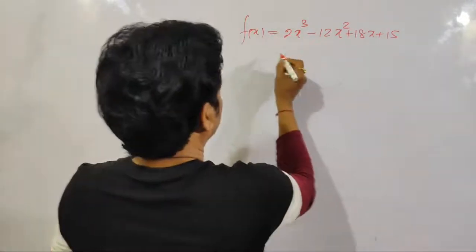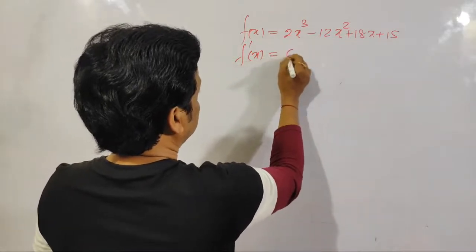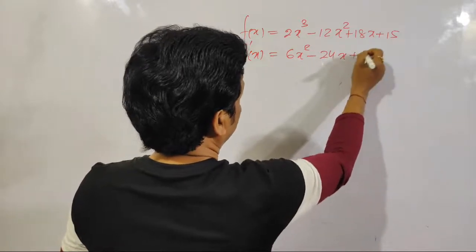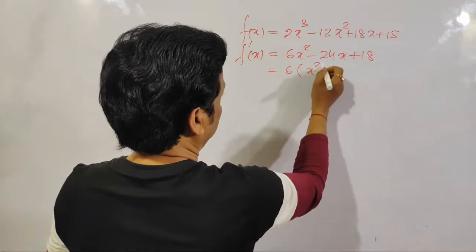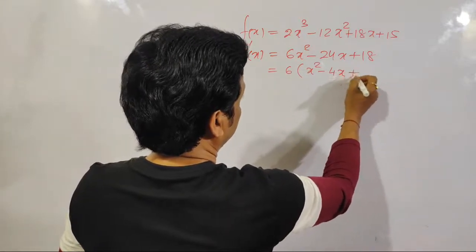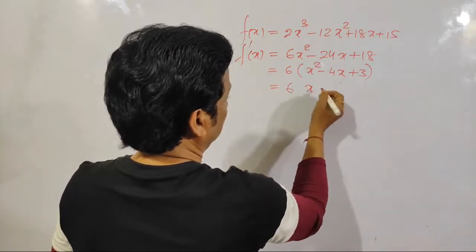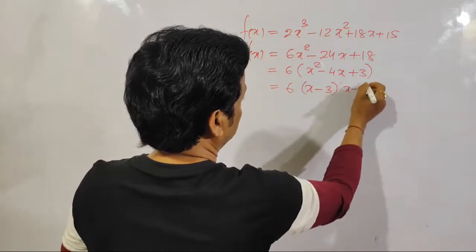Okay, see here. What is f dash x? It is 6x square minus 24x plus 18, and take 6 common, it will be x square minus 4x plus 3, and again if you factorize this one, it will be x minus 3 into x minus 1.